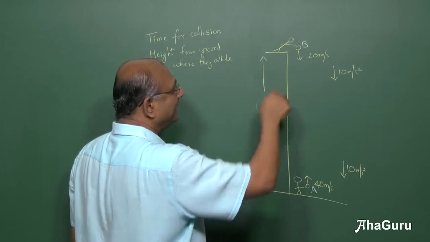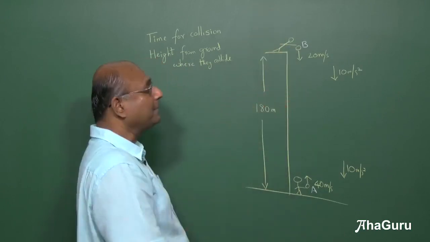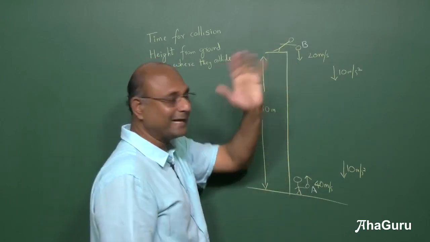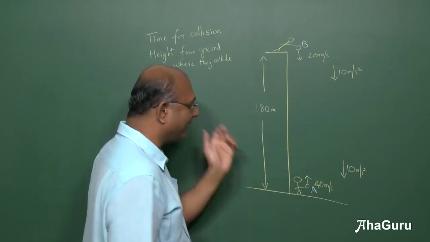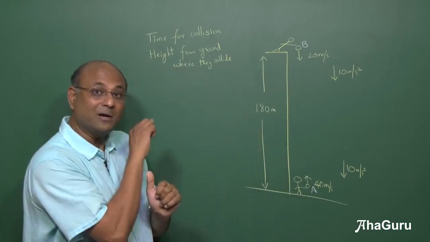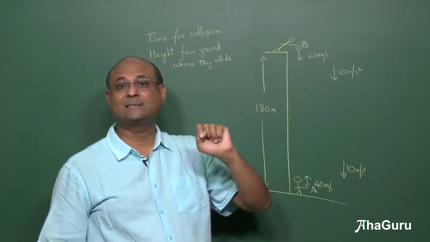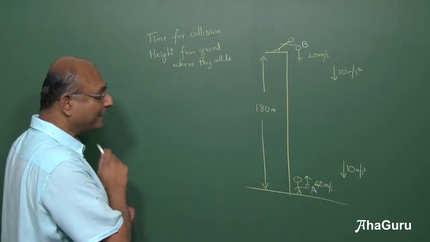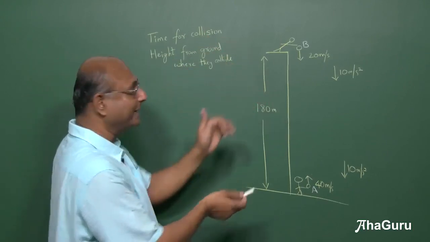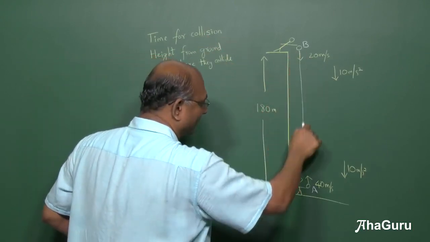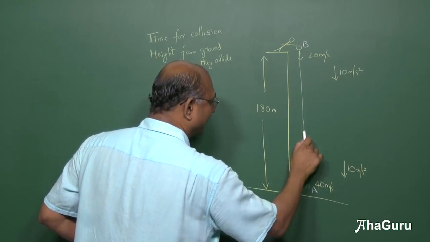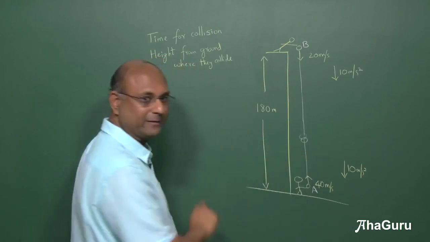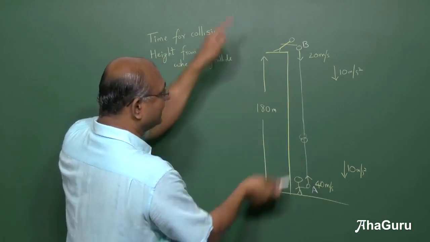Now this B is being thrown with 20 meters per second downwards, and has an acceleration g which is 10 meters per second square. A has a velocity of 40 meters per second upwards and has an acceleration of 10 meters per second square. Now we want to find the time of collision, right? So obviously B is going to come down like that, A is going to go up like that. So somewhere here they will collide.